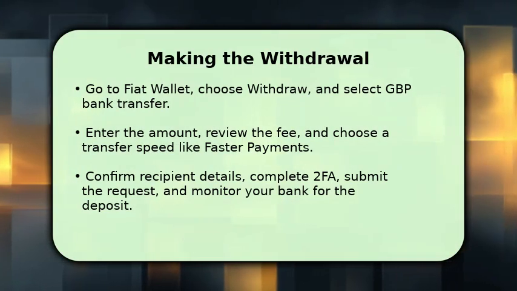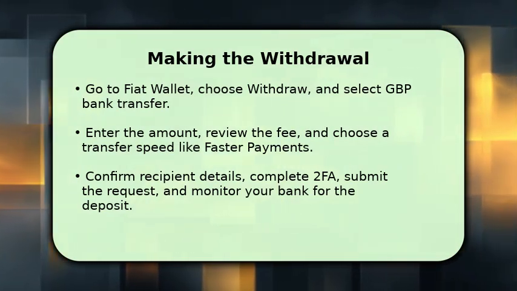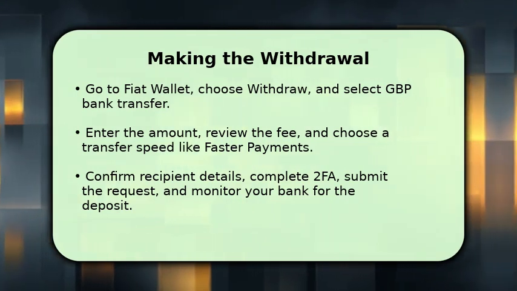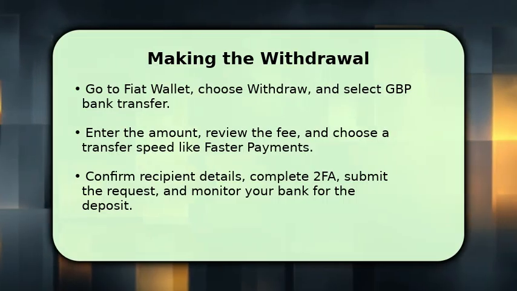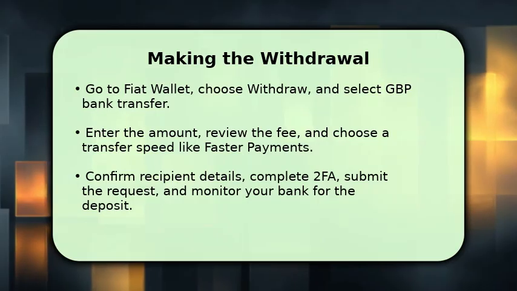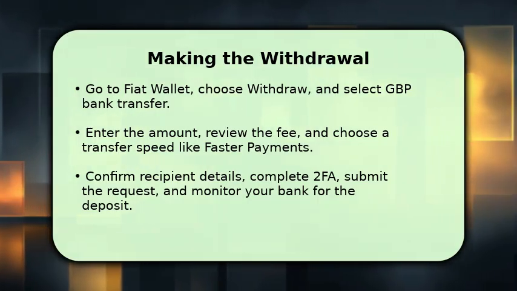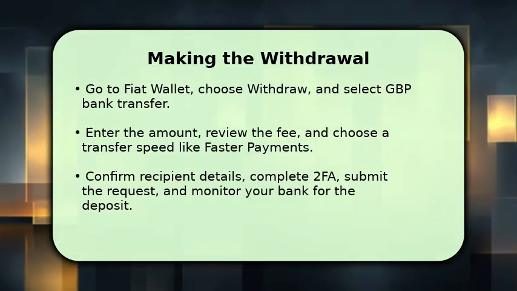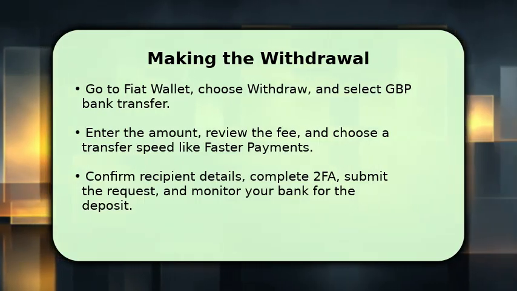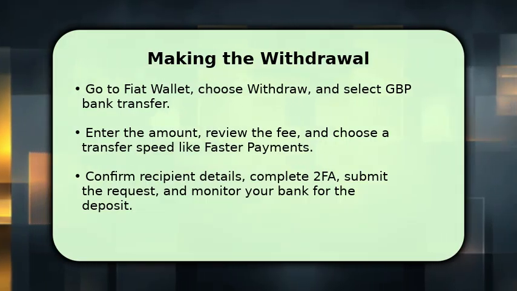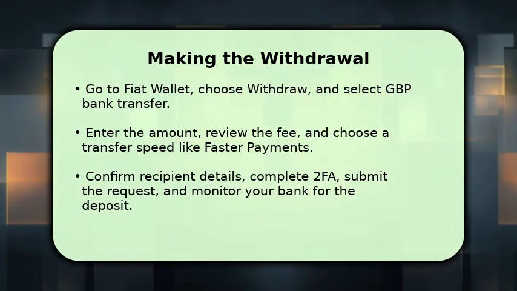Open Crypto.com, go to Fiat Wallet, then select Withdraw and choose GBP Bank Transfer. Enter the amount, review the fee displayed, and choose transfer speed such as Faster Payments or standard bank transfer. Confirm recipient details, complete 2FA, and submit the request. You will see an estimated arrival time. Monitor your bank for the deposit, check for any pending holds, and be ready to provide transaction references to your bank if needed.